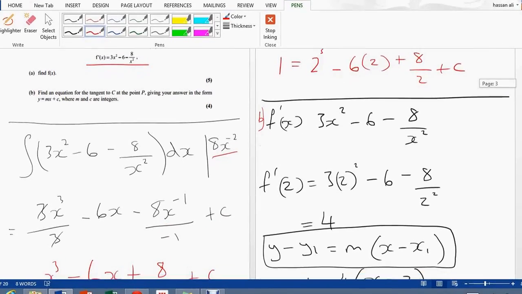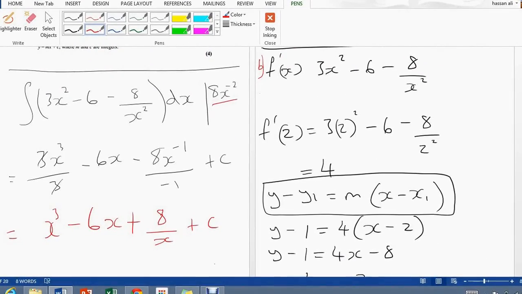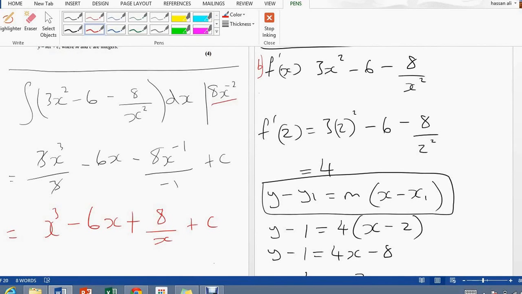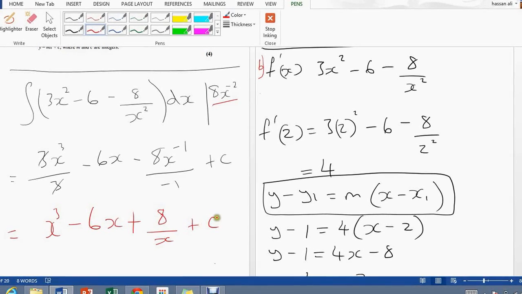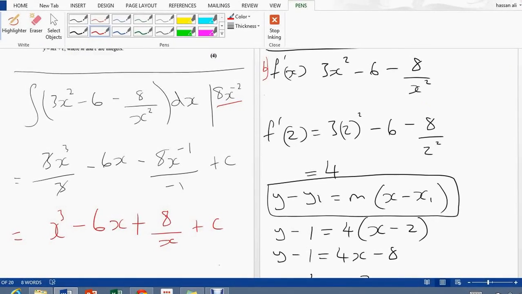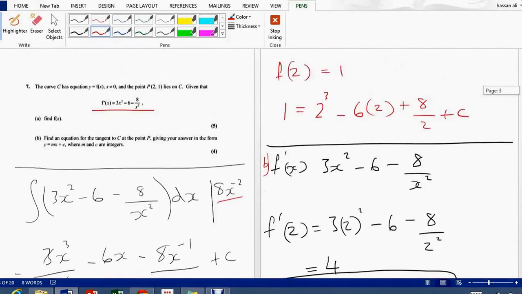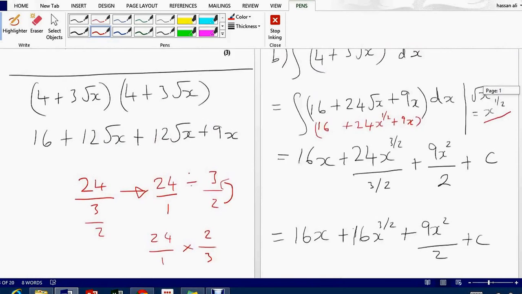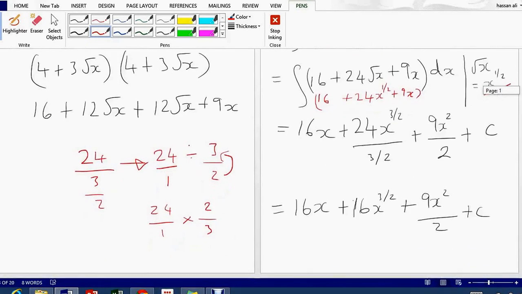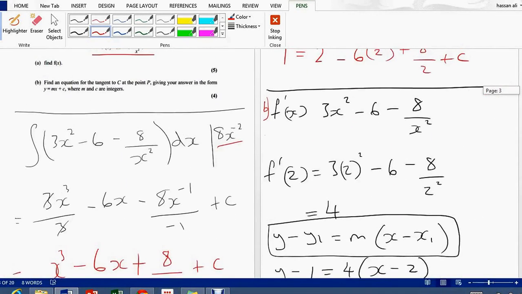Again, when we simplify this, the 3s cancel, and you get x cubed minus 6x plus 8 over x, because remember you've got your two negatives here, so they'll cancel, making a plus, leaving you with 8x to the power of minus 1, which can be rewritten as 8 over x, plus your c. Now we can't stop there, because it's asking you to find the equation. The previous question asked you to just integrate, so that's why we left it as a plus c. And this one asks you to find the equation.